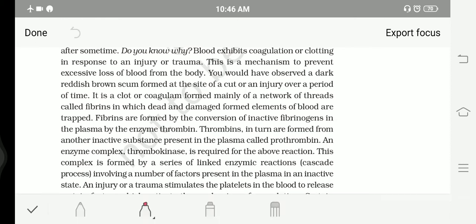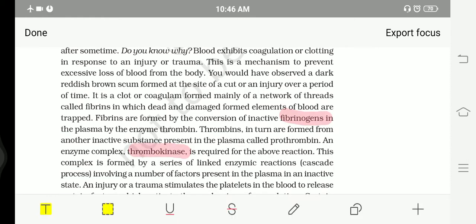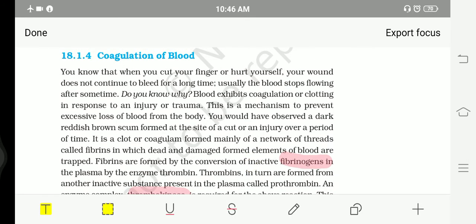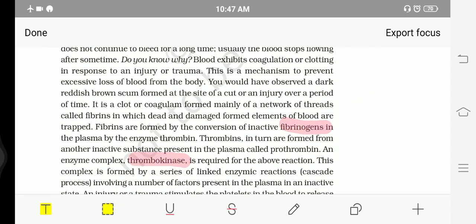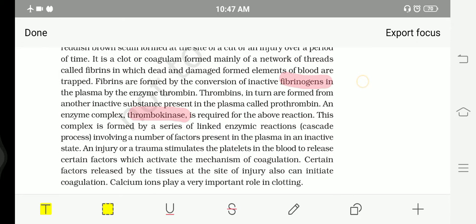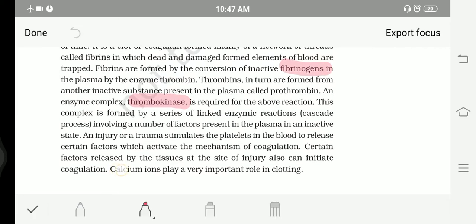See, first one is prothrombin, second one is thrombokinase, then fibrinogen, and then calcium ions. Prothrombin, fibrinogen, thrombokinase, and calcium ions. These are the four factors very essential for the blood clotting process.